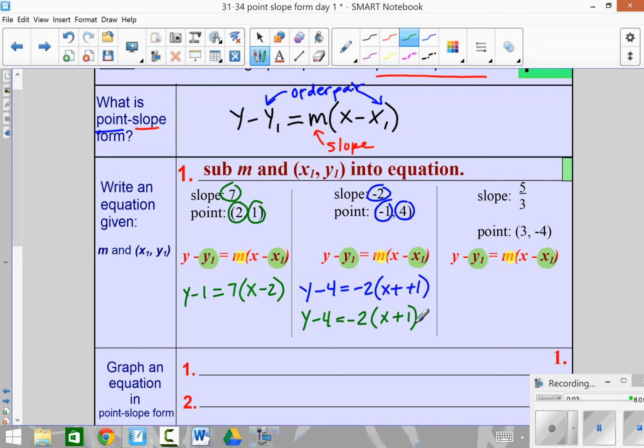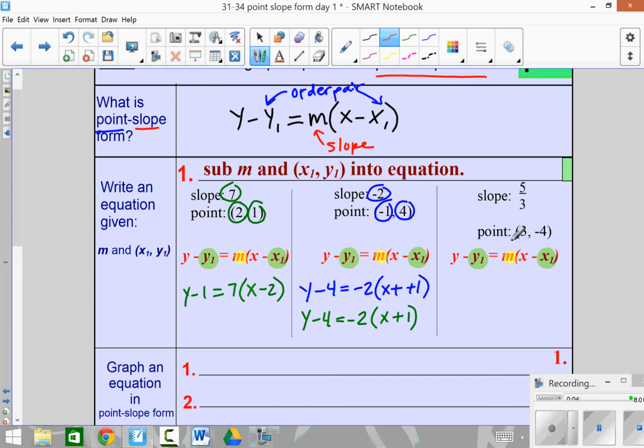Now this is going to come up later. Anytime you see an equation in point-slope form and you see a plus sign in it, you know that this number is actually a negative. The original number is a negative. And the reason why is because in the original form, it's a minus sign. So in order to make that a plus, we knew that this was a negative, and the minus and negative cancel out to be a plus.